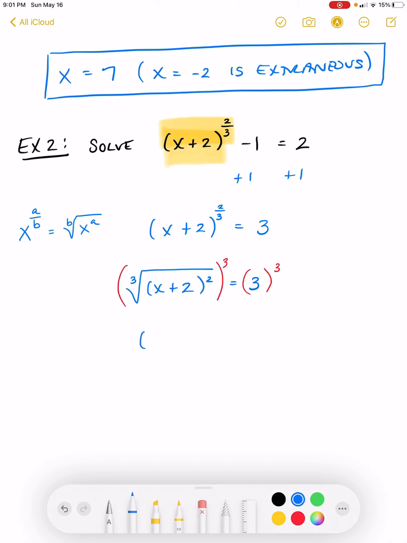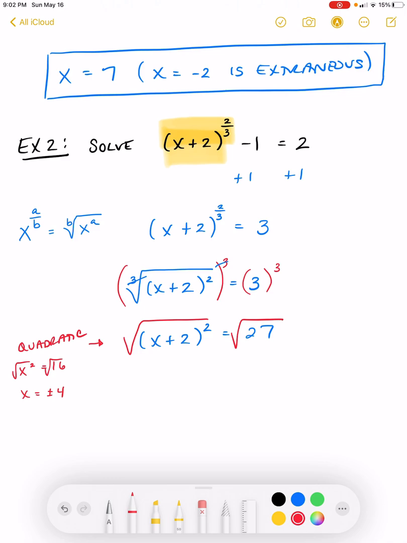And so what we're left with is (x plus 2) squared, because the cube and the cube root cancel, and 3 to the 3rd power is 27. Well, now I'm solving a quadratic. And this is what I want to point out to you: this is a quadratic. And remember from our discussion in the beginning, when we solve a quadratic and we square root both sides, it is defined as being plus or minus.